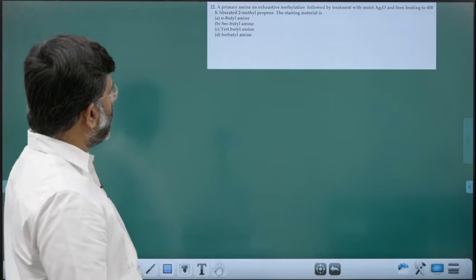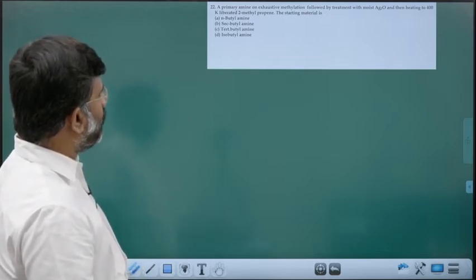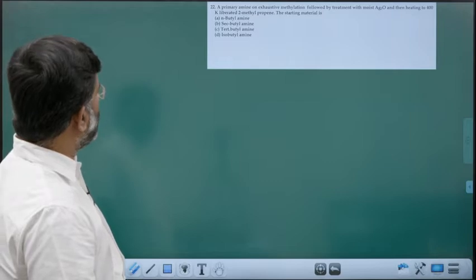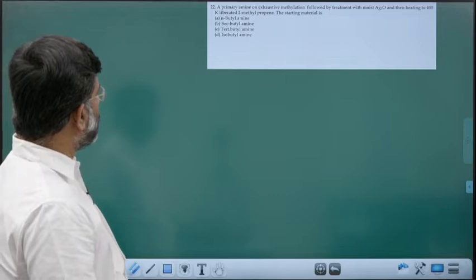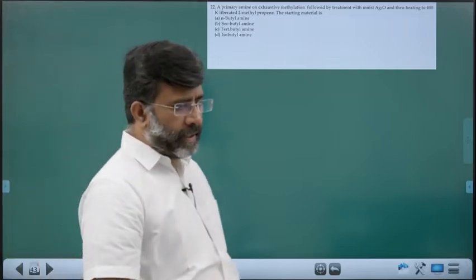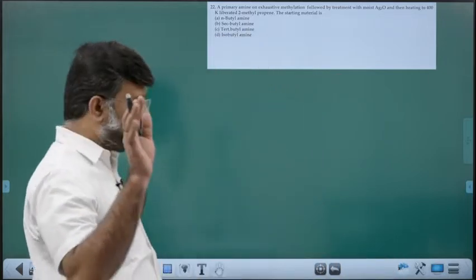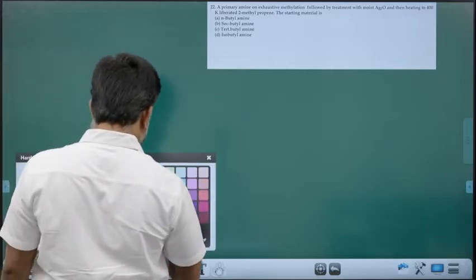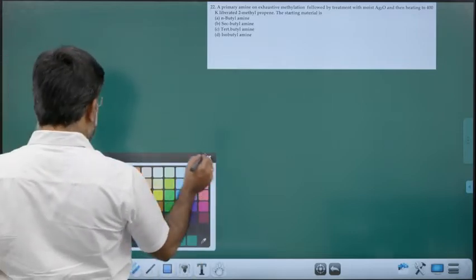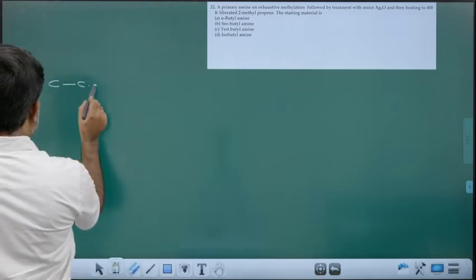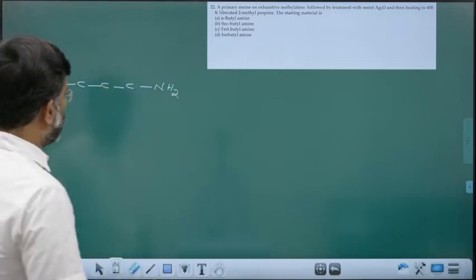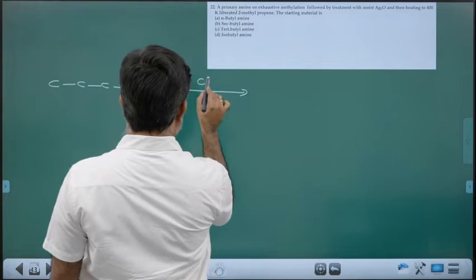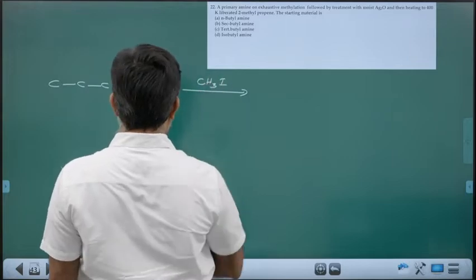A primary amine on exhaustive methylation followed by treatment with moist silver oxide and then heating to 400 K liberated 2-methylpropene. The starting material is? Suppose the starting material is n-butylamine. I will draw the skeleton only. This is n-butylamine. Now this is treated for exhaustive methylation. It is treated with CH3I.